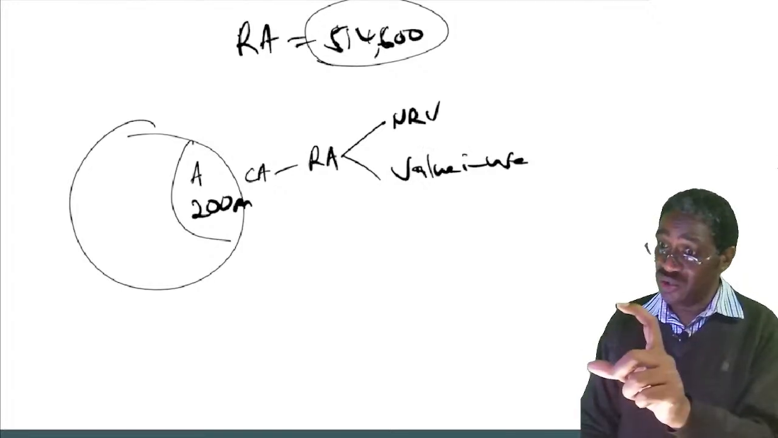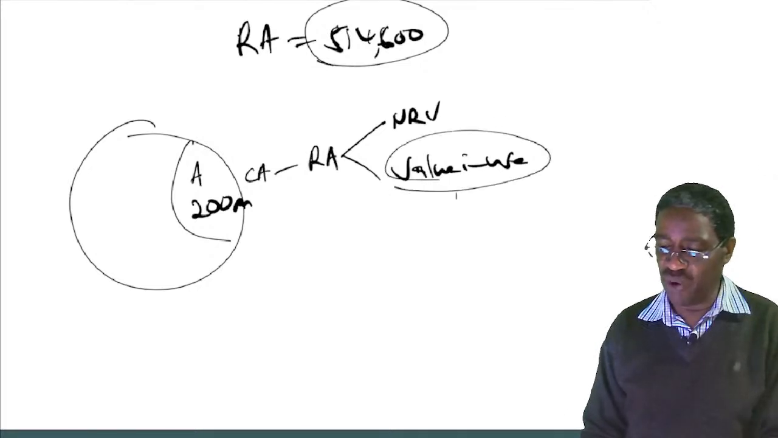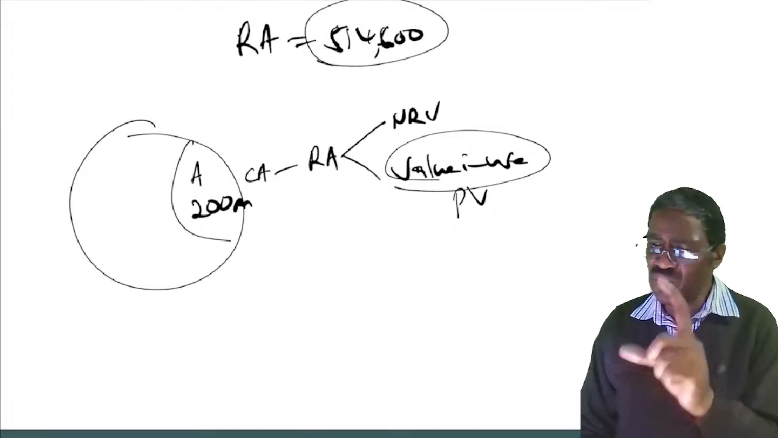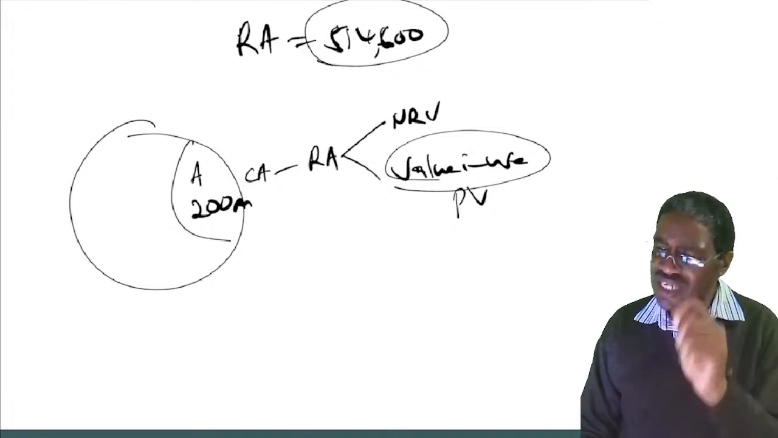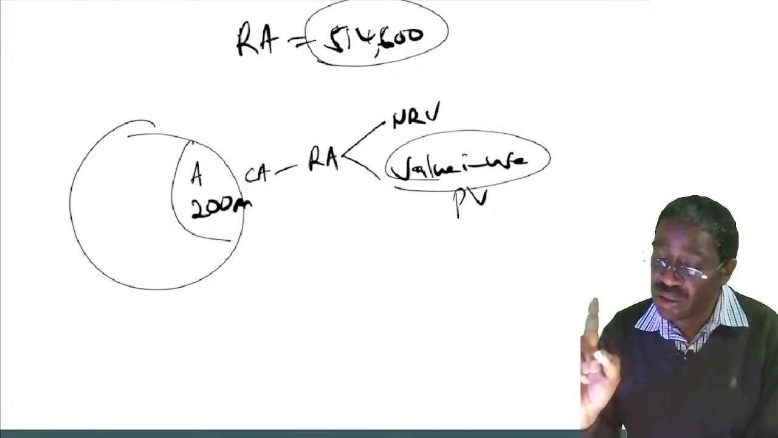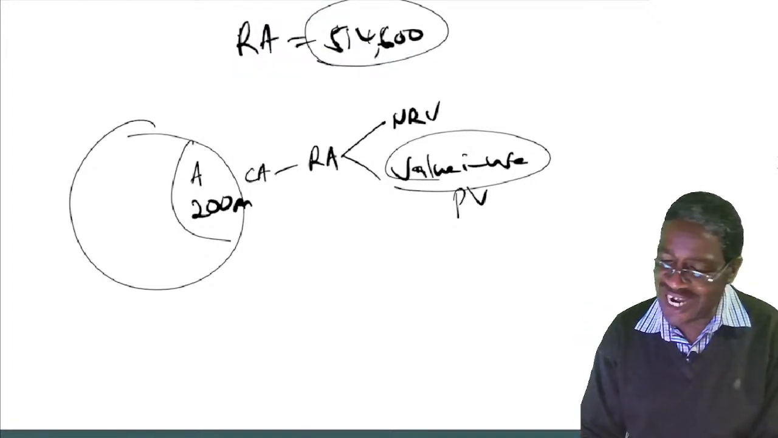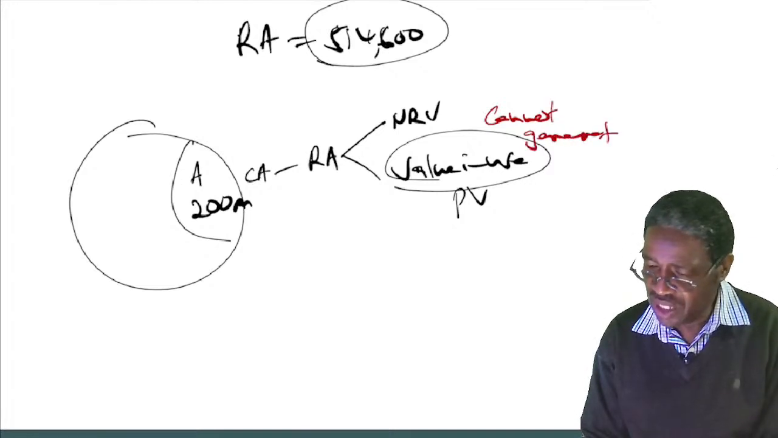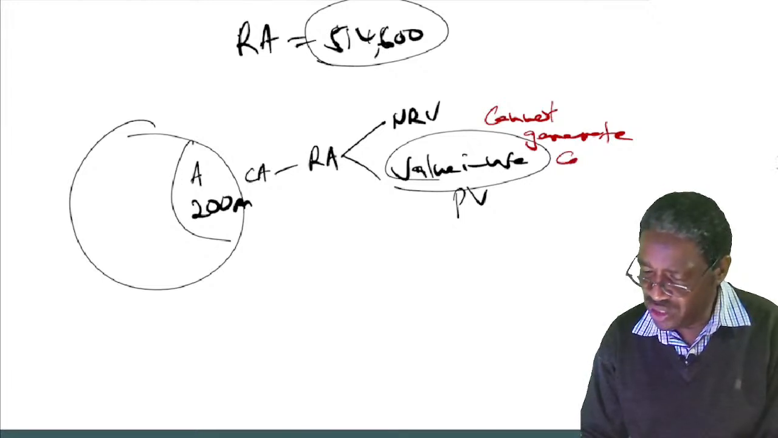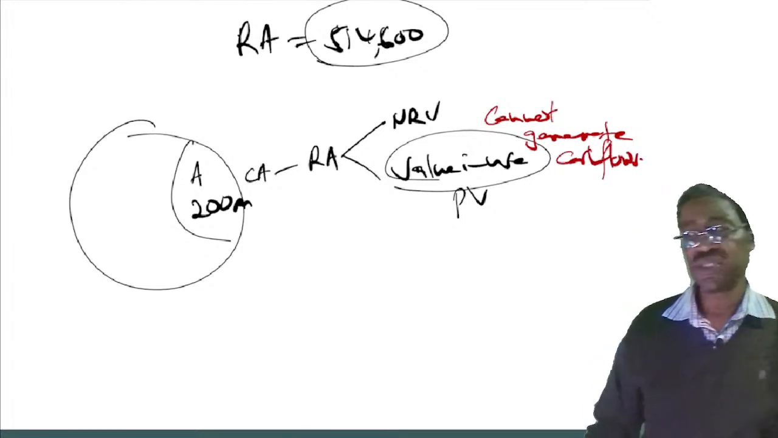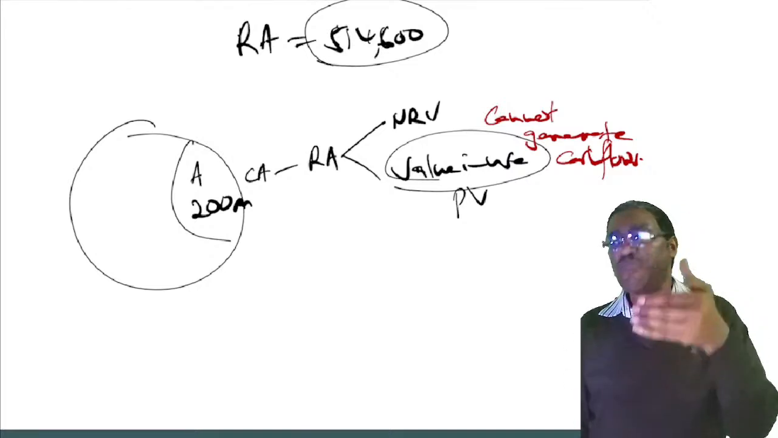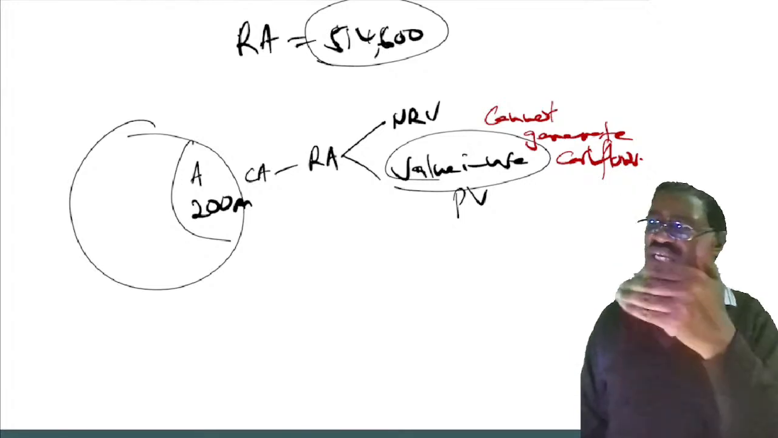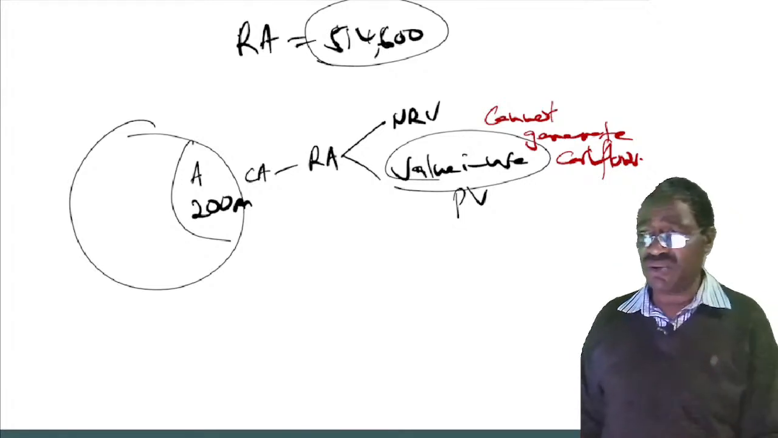To get the value in use, you get the present values of what? Of the future cash flows. Now listen carefully to this. What if this asset of yours, on its own, cannot generate cash flows? If it cannot generate its own independent cash flows, then you can't get the value in use. If you can't get the value in use, then you can't get the recoverable amount.